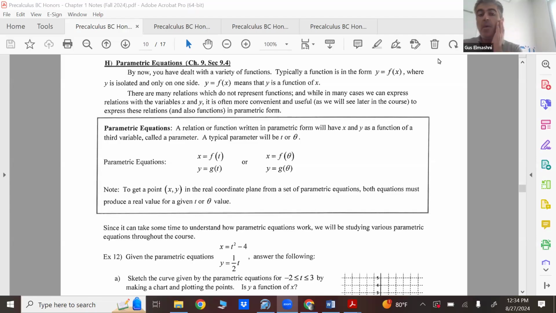Okay, so something called parametric equations. It seems a little confusing at first, but what you're doing is taking y equals f of x and splitting it into two equations. And you're adding a third variable called t, or it could be another letter like theta.